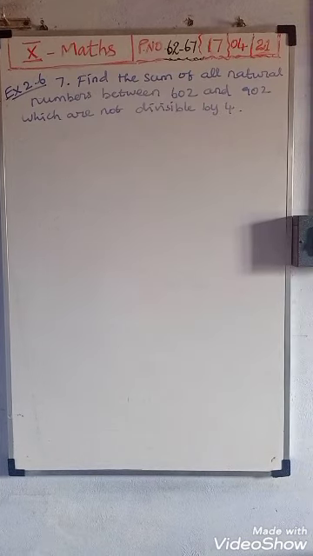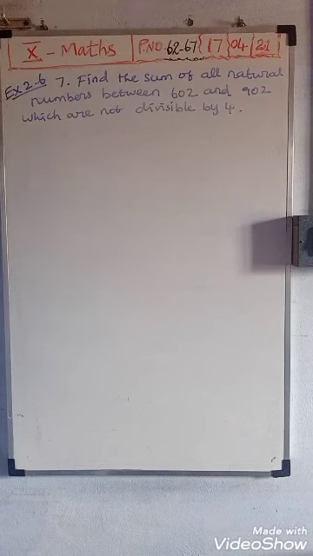See, next question, the 7th one. Find the sum of all natural numbers between 602 and 902 which are not divisible by 4. Actually, the question asks for the sum of all natural numbers between 602 and 902. After 602 the next number is 603, and before 902 the number is 901. So 603 to 901, those numbers should be added, with the condition that they are not divisible by 4.